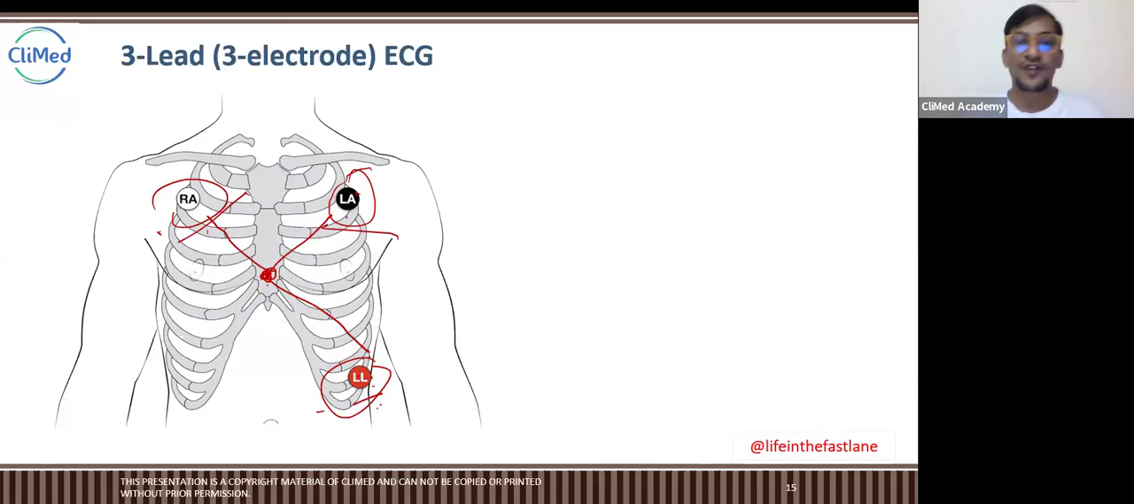We don't need 5 leads or 10 electrodes. Why don't we need them? And where is the 3-lead ECG being used, guys? Can someone tell me? ICU, yes. 3-lead or 5-lead ECGs are being used in ICUs and in pocket ECGs, like in primary care centers, or when we are going to the community. We don't need the 12-lead ECGs.